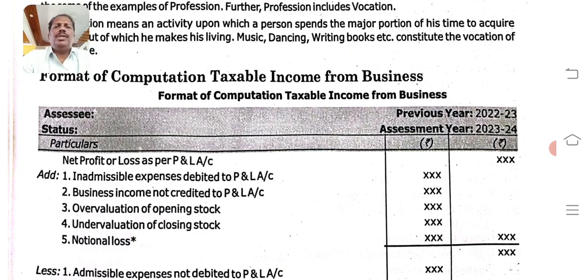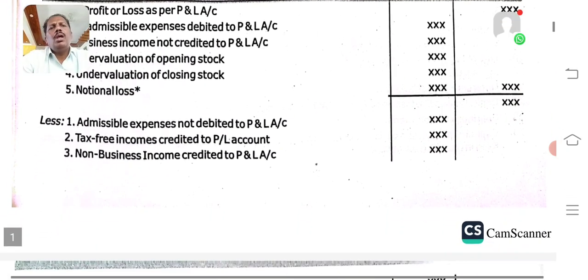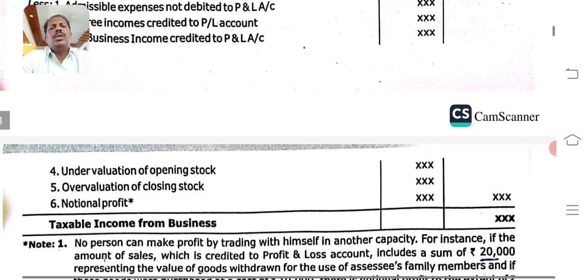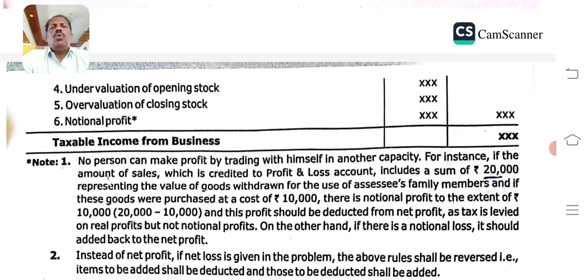First, we take net profit or loss as per profit and loss account as the base. Then we add 5 items. First one is inadmissible expenses debited to P&L account, business incomes not credited to P&L account, overvaluation of opening stock, undervaluation of closing stock, and notional loss. These are the items that are added. And the items deducted are: admissible expenses not debited to P&L account, tax-free incomes credited to P&L account, non-business income credited to P&L account, undervaluation of opening stock, overvaluation of closing stock, and notional profit.